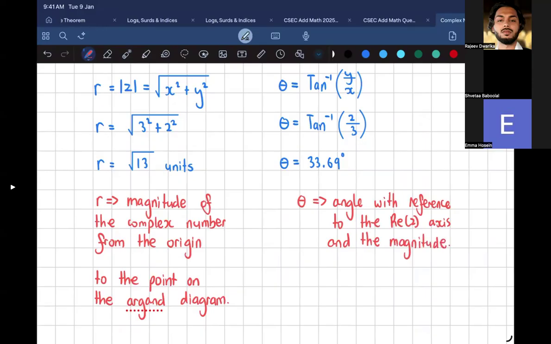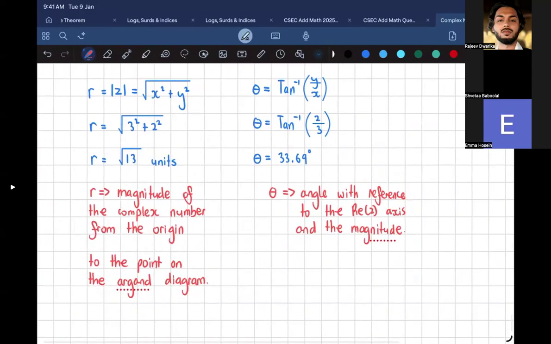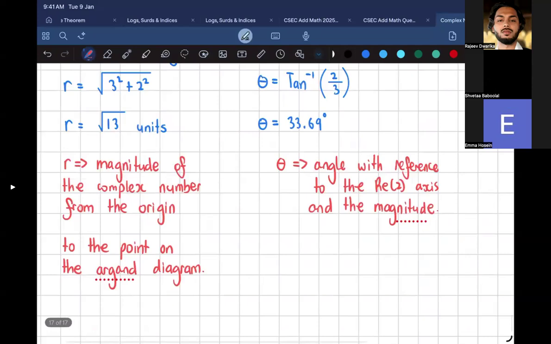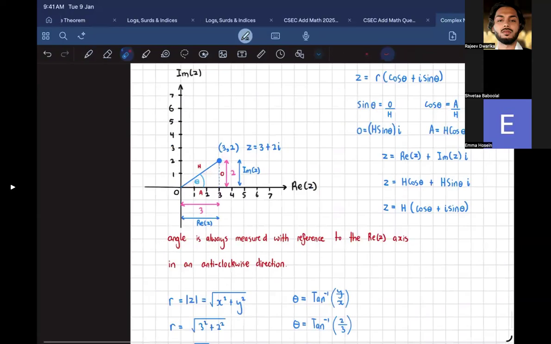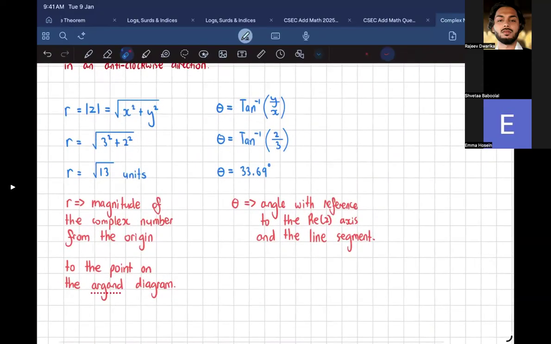Miss says the line segment. I can leave the magnitude. I think the magnitude is easier to remember. Line segment. It's really a vector, because this could be a point we call C. So this vector will be O to C. So these are the main properties you need to know when you look at an Argand diagram.